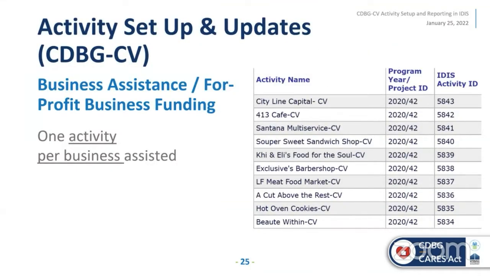For business assistance or the for-profit business funding, there has to be one activity for every business that you're assisting. Example of a grantee that had done it on the right here, right? We know it's not ideal. We wish it could be one activity for everything, but it is regulatory. And so every single separate business that you have has to be set up like this in a separate way.